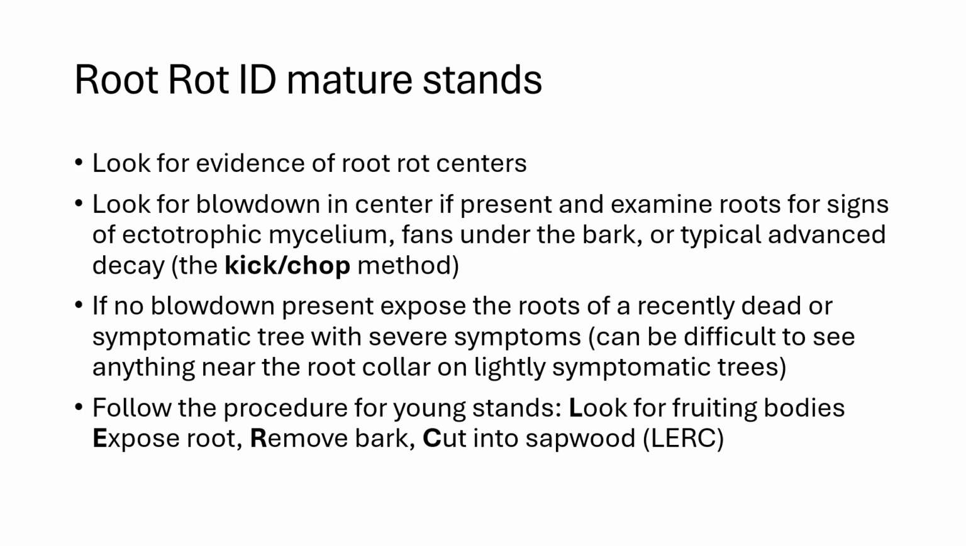In mature stands, it's a lot easier to identify Armillaria and laminated root rot because we just look for the root disease centers. To identify the type of root disease, we use the kick or chop method. Look for a blowdown, chop into a root, and look for characteristic decay or evidence of Armillaria fans. For tomentosus, you likely won't see individual centers, but by looking at all the spruce blowdown in your stand for evidence of the honeycomb decay, you can determine if tomentosus is present or not.